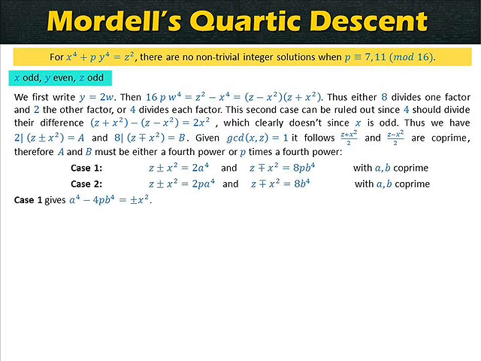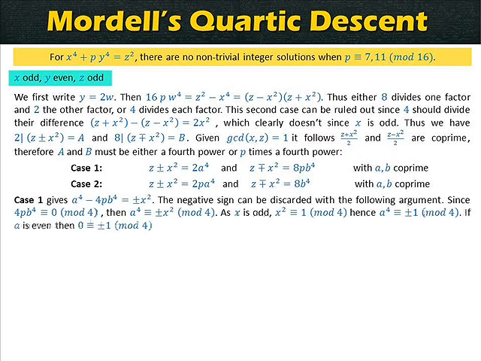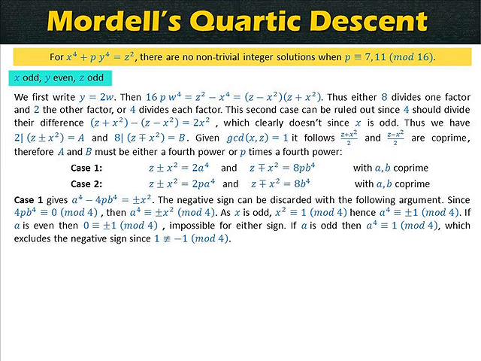The first case gives a raised to the fourth minus 4 times b raised to the fourth equals plus minus x squared. The negative sign can be discarded with a simple modulo 4 argument. So we have a raised to the fourth minus 4 times b raised to the fourth equals x squared, and z equals a raised to the fourth plus 4 times b raised to the fourth.